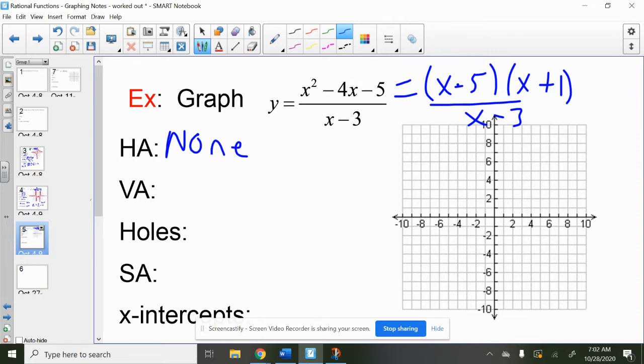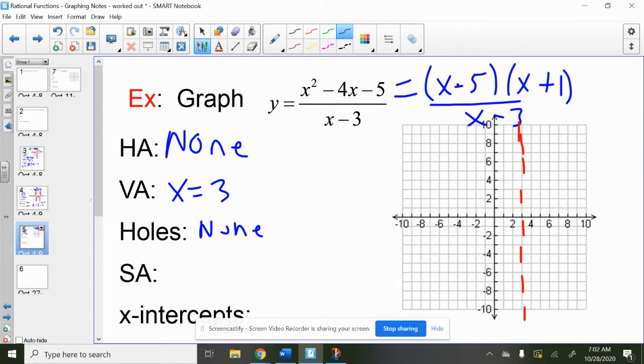There's nothing here, so I just need to solve for this x minus 3. If I say x minus 3 equals 0, that would obviously be 3. So I know I'm going to have one at x equals 3. I've got that one there, my boundary marker. Now holes, there are none here, as we just found.